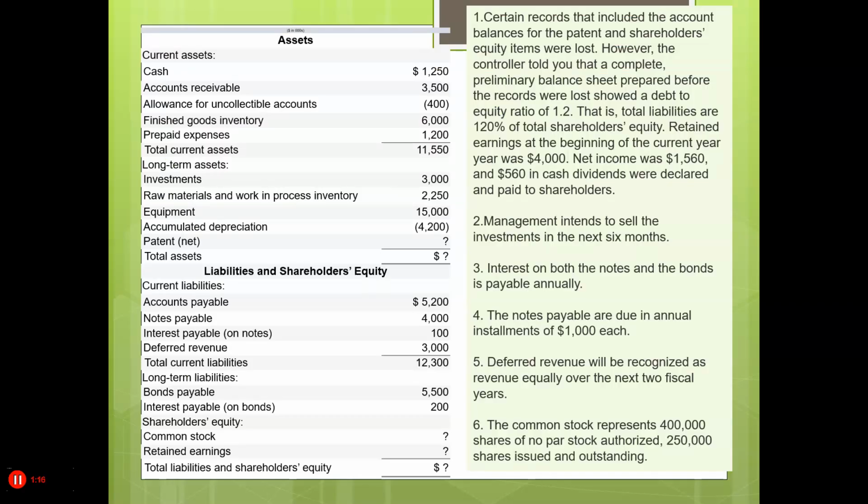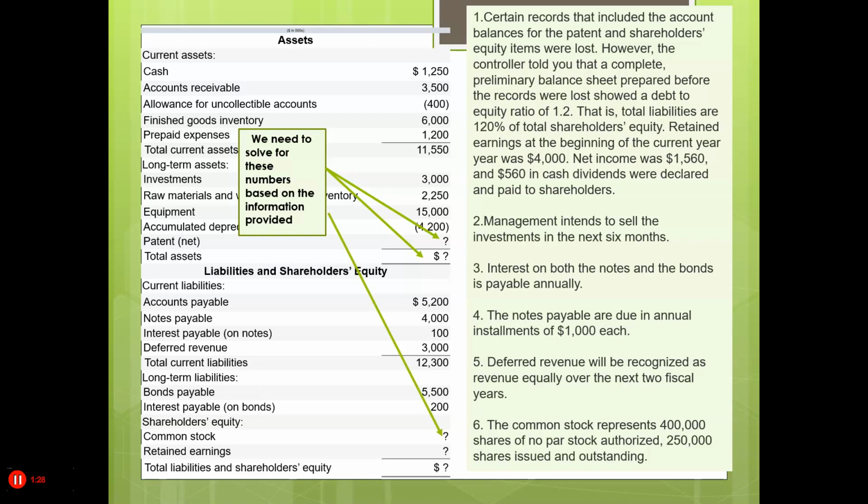Now in this problem, we're missing information, and we need to solve for these numbers. We need to know the patents, the total assets, the common stock, the retained earnings, and the total liabilities and stockholders' equity. We also know that the total assets and the total liabilities and equity are equal. We're going to find those using the information provided. So I'm going to walk through all this information and show you how I would solve it.